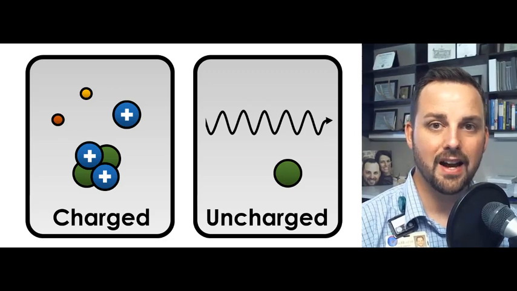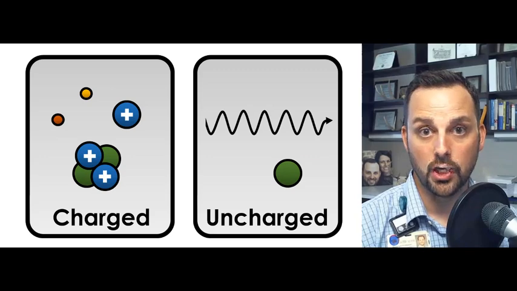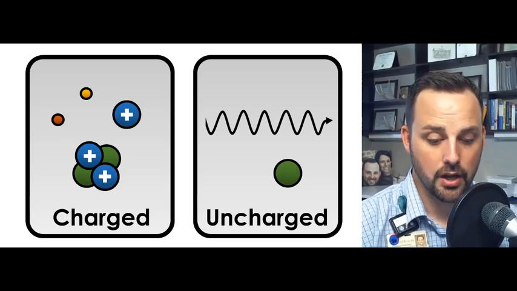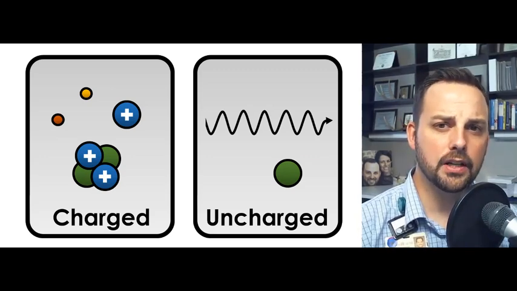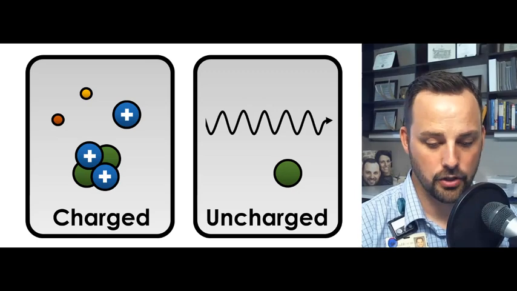And then, of course, we have the uncharged radiation. This includes one particle, which is the neutron. It's neutral. It has no charge. But also, the entire electromagnetic spectrum should be considered uncharged because all photons have no charge.